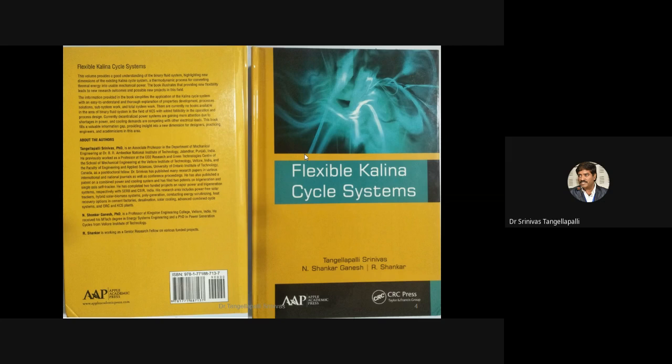After finishing the property level and process level, then directly we can jump into the plant level, I can say the system level. Actually, this book is dealing with all the systems. That's why the title of the book is Flexible Kalina Cycle System.